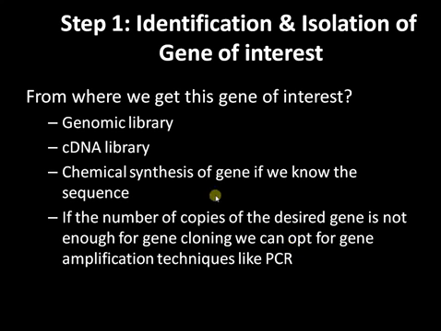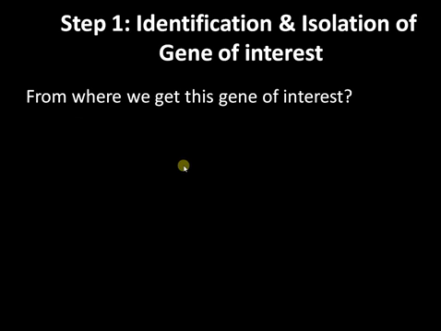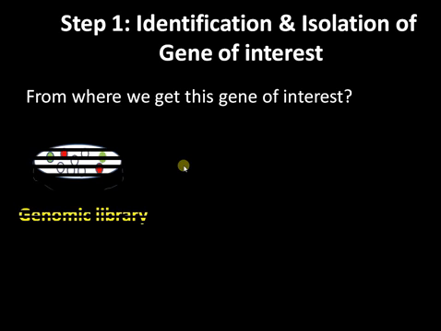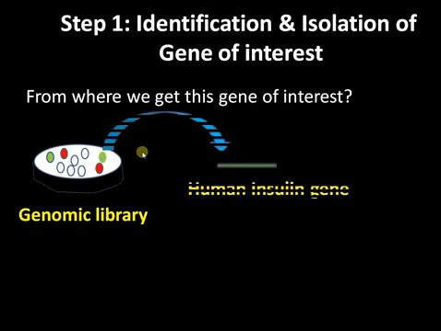So in order to understand all this concept, let us take an example. Here we are going to introduce the human insulin gene in bacteria. Step 1. From the genomic library, we have taken the human insulin gene. As I mentioned, genomic library is a source from where we get our gene of interest. So step 1 is I have taken the human insulin gene from the genomic library.